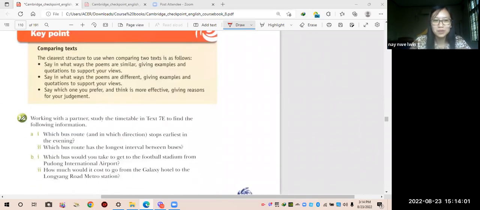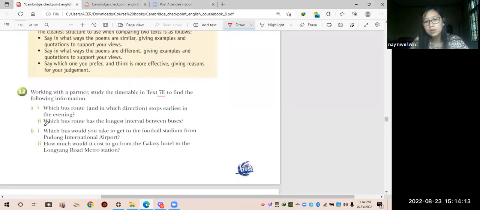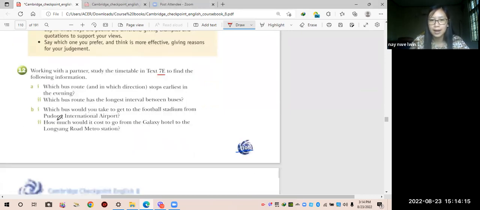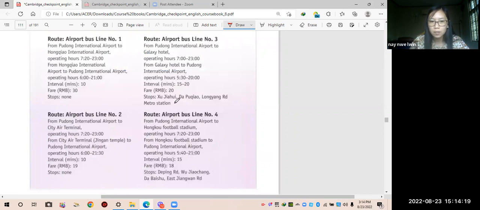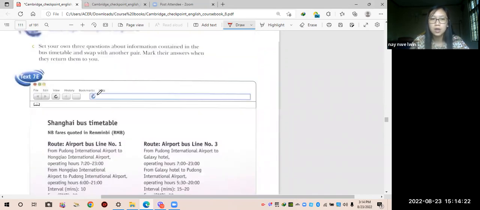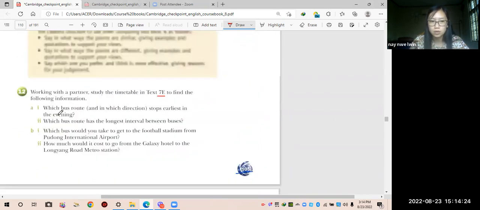Okay, so we'll move to number 12 now. Number 12, walking with a partner, studying the timetable in test 7E to find the following information. So number A, 1, 2, 3, B, 1, 2, 3, and you have the timetable there. Just by looking at the information from the timetable, you have to answer these four questions. After that we'll chat together. So we'll do 12A and B.